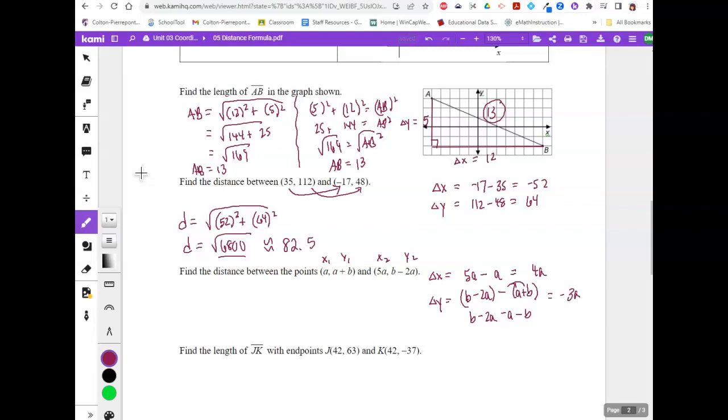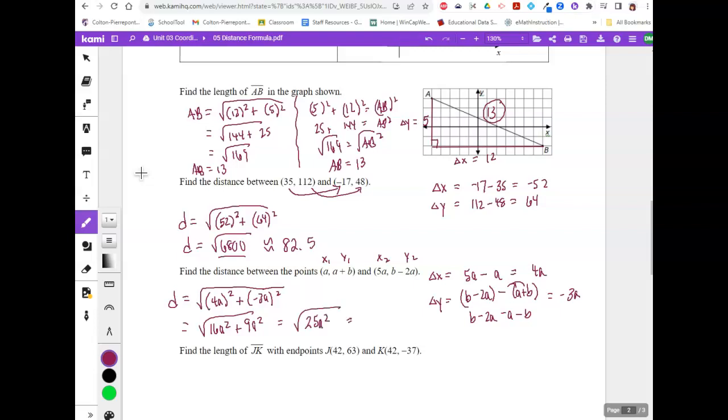All right, so now let's apply the distance formula. The change in x is going to be 4a squared, and the change in y is going to be negative 3a squared. Now be very careful when you square this. 4a squared actually means 4a times 4a. So that's going to be 16a squared plus negative 3 times negative 3 is positive 9a squared. So that's going to equal 25a squared.